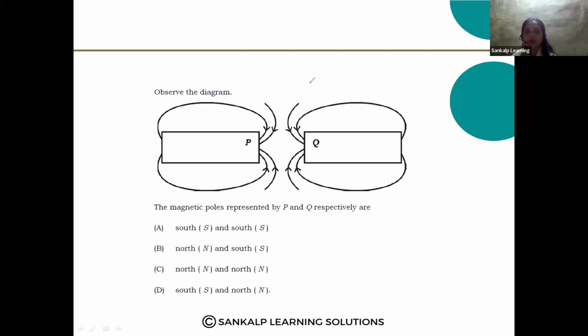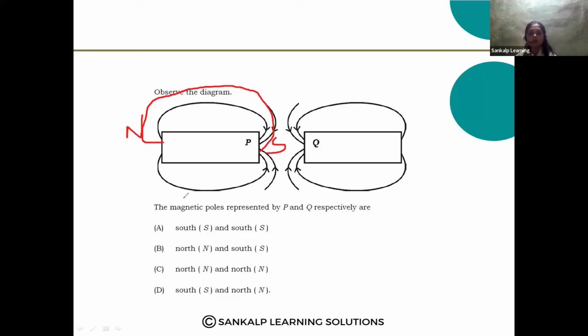Next question. Observe the diagram. The magnetic poles represented by P and Q are respectively: south and south, north and south, north and north, south and north. So you know the characteristics of the magnetic field lines. Always they extend from north to south.